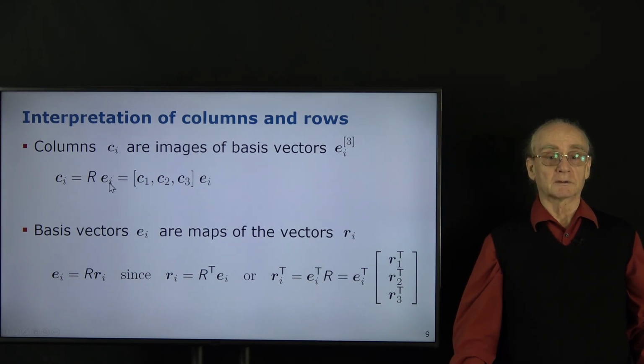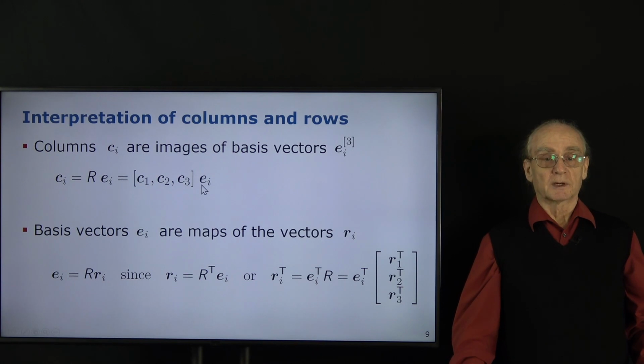So let's start with E1, that is 1, 0, 0. If we multiply the matrix with 1, 0, 0, we obtain the first column vector. That means this of course is valid for the other elements also. That means the column vectors of a rotation matrix are the images of the unit vectors of the coordinate system.